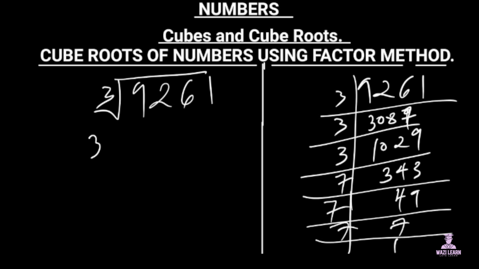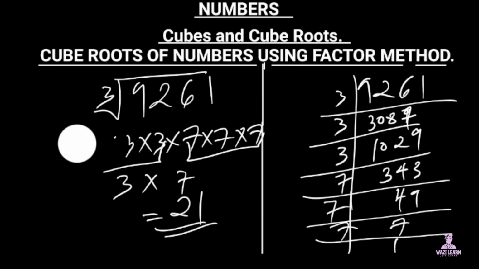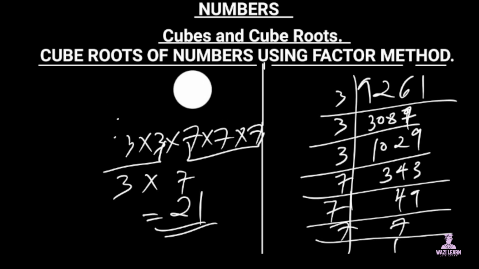So you multiply 3 times 3 times 3 times 7 times 7 times 7. You group them into 3 and you take 1 from each. So 3 times 7 is 21. So the cube root of 9,261 is 21. That is our lesson on finding the cube roots of numbers using the factor method.